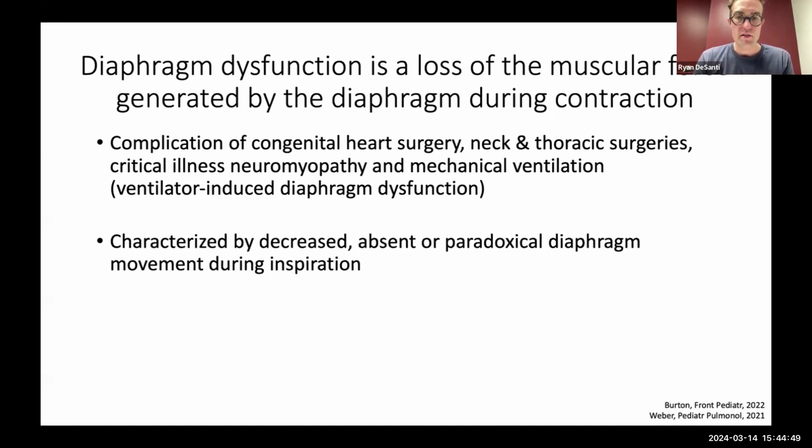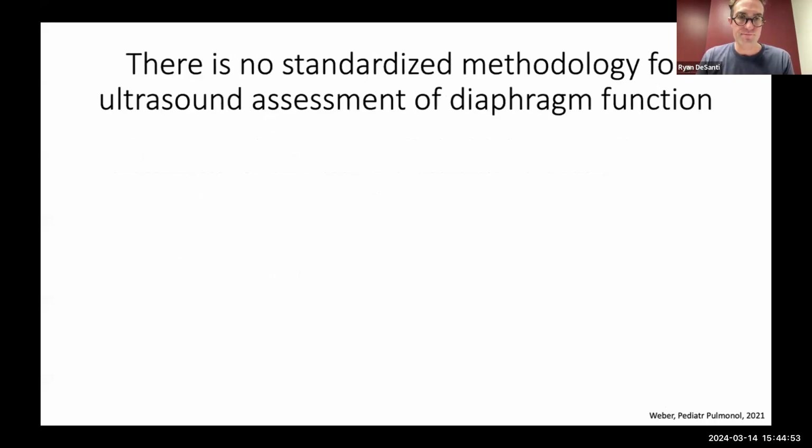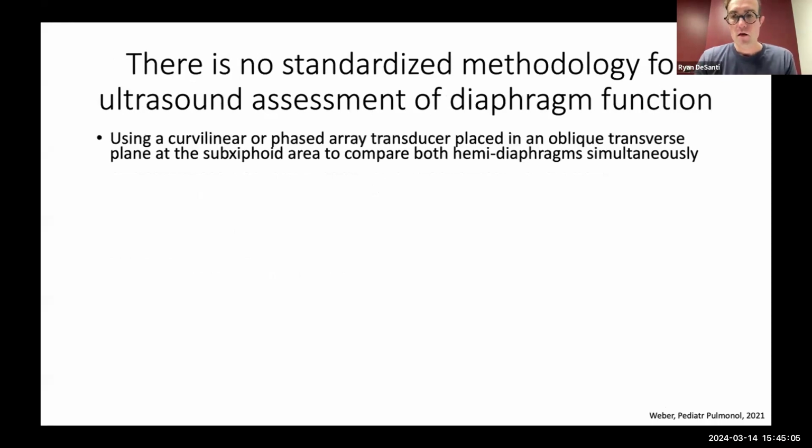Characterized by a decreased, absent, or paradoxical diaphragm movement during inspiration. Unfortunately, as with the diaphragm thickening fraction, there is no standardized methodology for ultrasound assessment of diaphragm function. The most commonly described in the literature use either a curvilinear probe or a phased array probe.